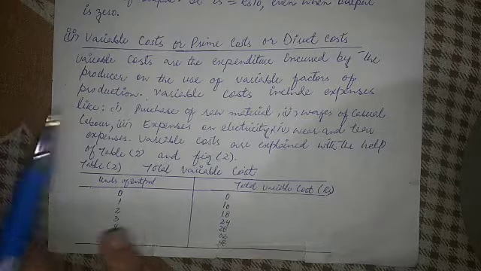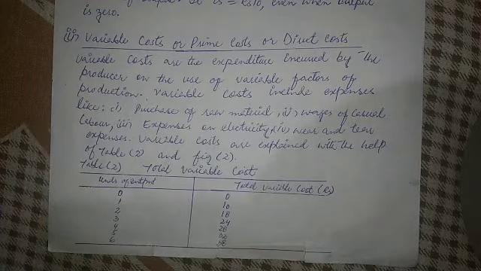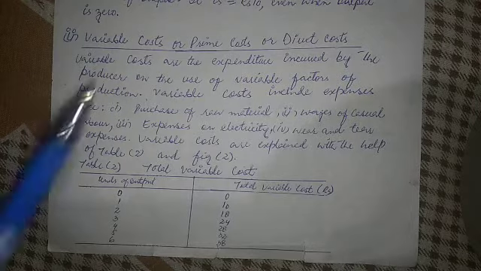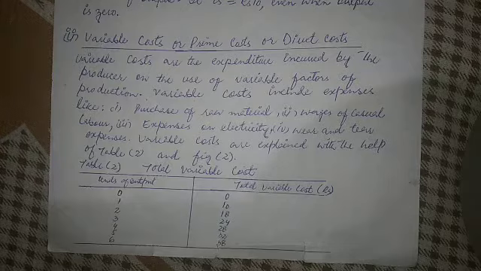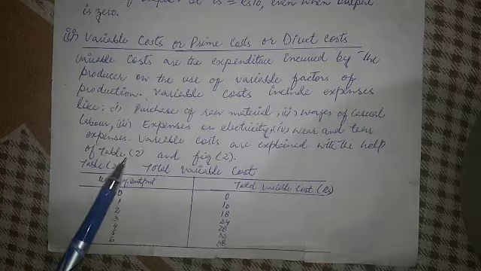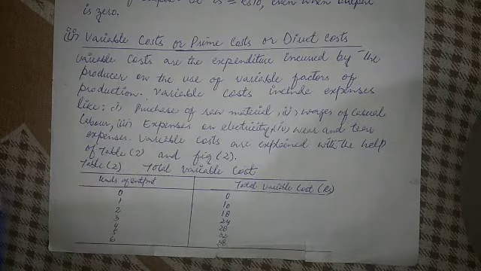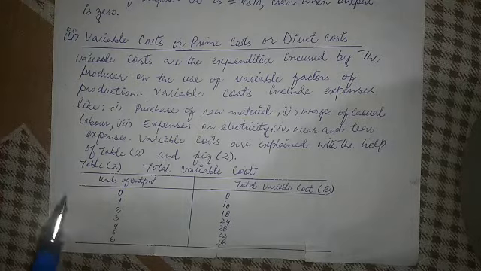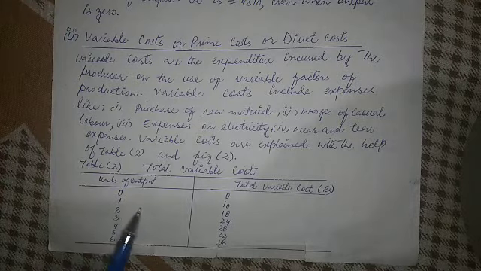These costs are called prime costs or direct costs. Variable costs include expenses like purchase of raw material, wages of casual labor, expenses on motive power or electricity, wear and tear expenses. Now you see, variable costs are explained with the help of table 2 and figure 2. This is the table 2. So this table 2 illustrates the concept of variable cost.